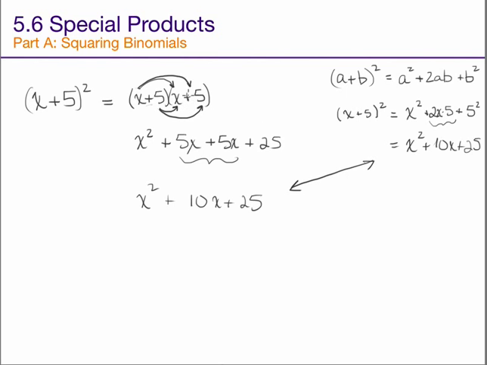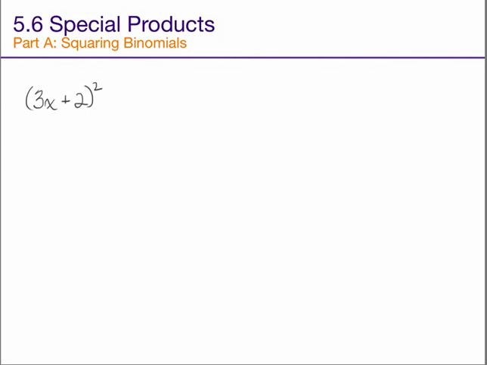It works because when the pieces inside the two binomials are identical, you're going to get a copy of 5 times x from here and a copy of 5 times x from here. You're going to get 2 copies of a times b, 5 times x. Here's another one, 3x plus 2 squared. 3x plus 2 squared means 3x plus 2 times itself.